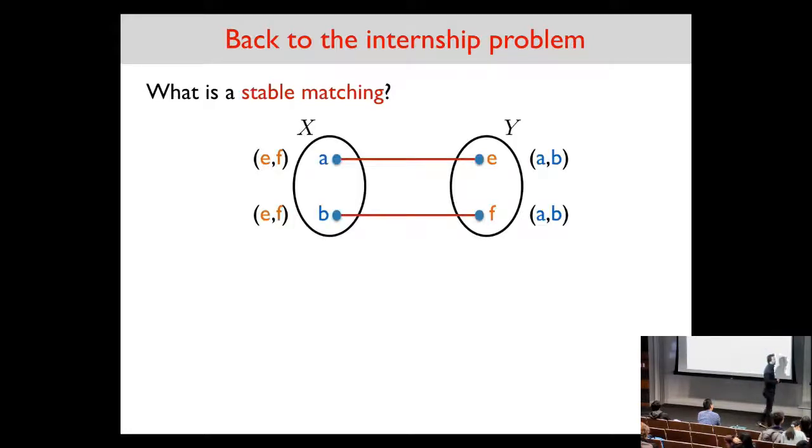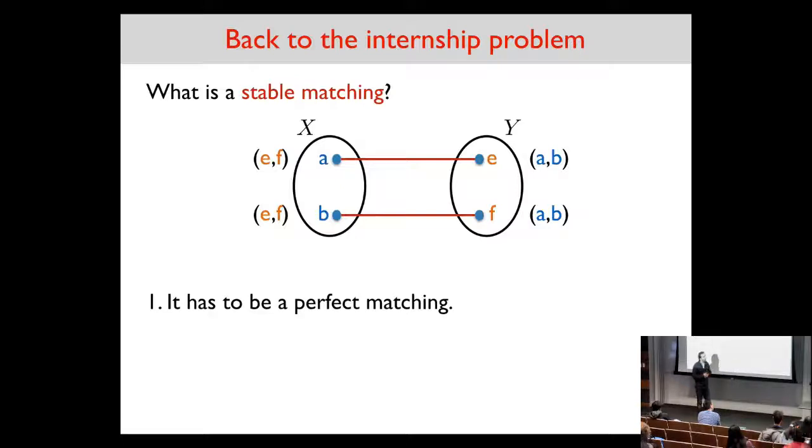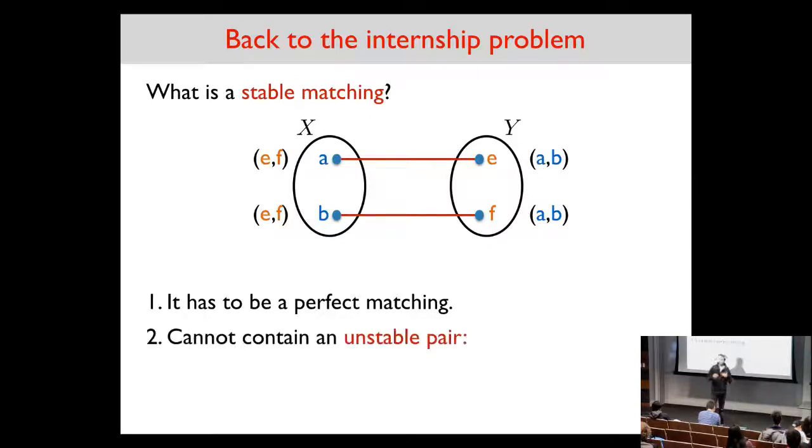So what is a stable matching? Let's simplify the example here. Let's say we have two students, A and B, and two companies, E and F. The students both agree that company E is better than company F, and the companies also agree that student A is better than student B. So they're in total agreement. The red edges represent a stable matching. But what does stable matching mean? The first thing is that it has to be a perfect matching. Everyone has to be matched.